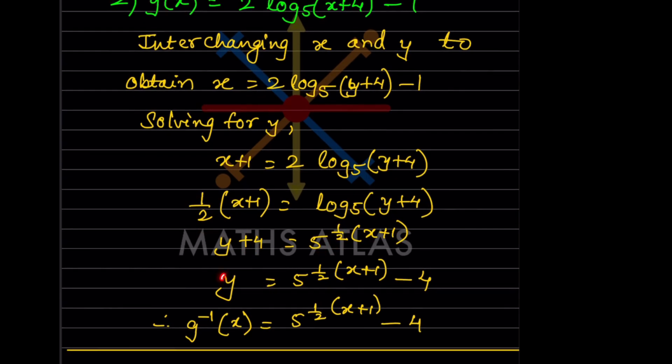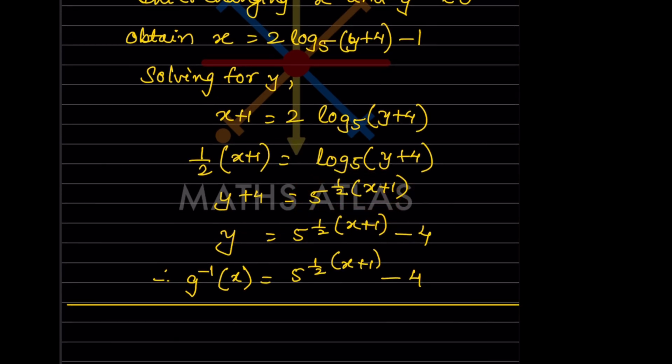So now you want the value of this y. Plus 4 will go on this side, that will be minus 4. This remains the same. So y is what? That is g inverse x is this whole part.